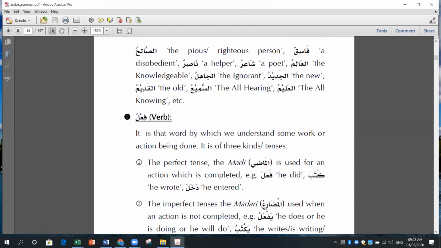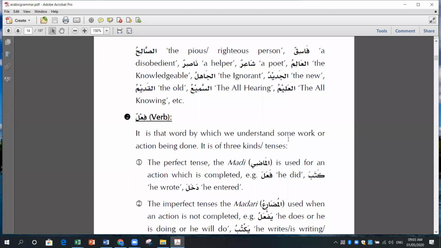So how many verbs or how many fi'l are there in the English language? Three, right? Yani past, present, and future. Yeah, there are three forms of verb. Yes, you can say. We call them three forms of verb. That is, but three types of verb also.